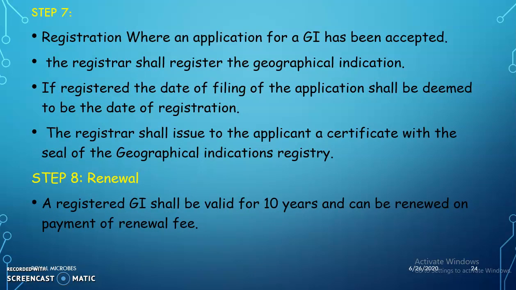In step 7, registration, where an application for geographical indication has been accepted. That is, registration occurs in step 7. The registrar shall register the geographical indication. If registered, the date of filing of the application shall be deemed to be the date of registration, and the registrar issues to the applicant a certificate with the seal of the Geographical Indication Registry.